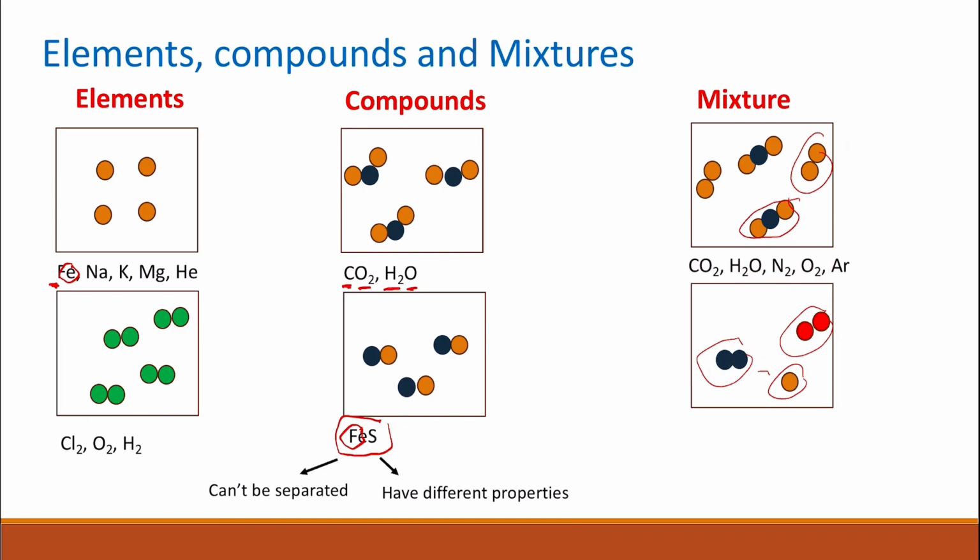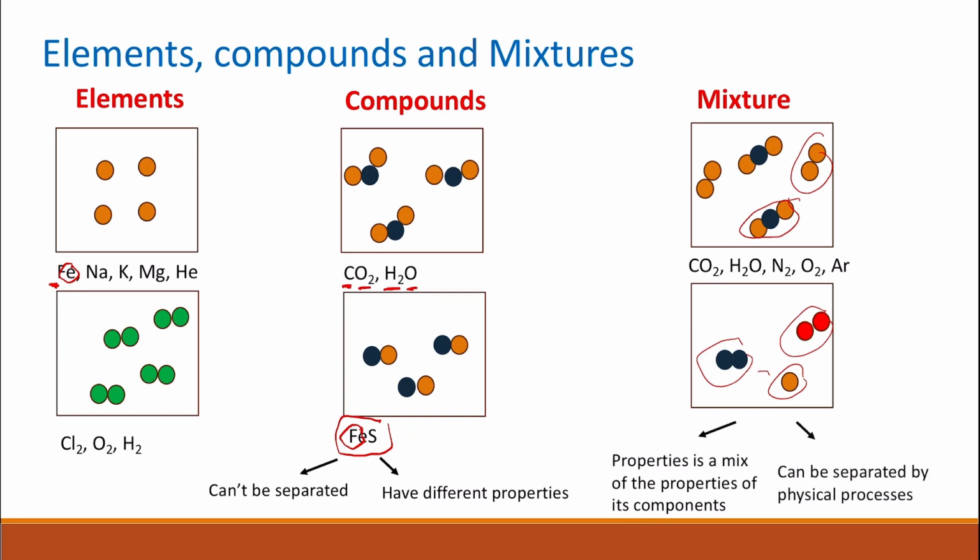An example of a mixture is air, which is a mixture of different gases like carbon dioxide, water, nitrogen, oxygen, and argon. Because the components of a mixture are not chemically combined, the different components will keep their physical and chemical properties, and the properties of the mixture itself will be a mix of the properties of the different components. And because they are not chemically combined, they can be separated by physical processes.